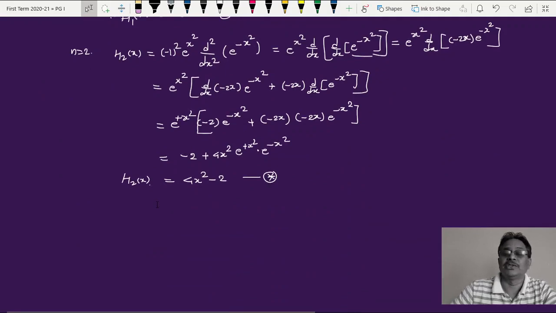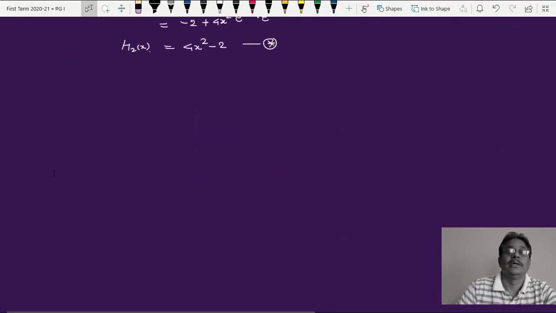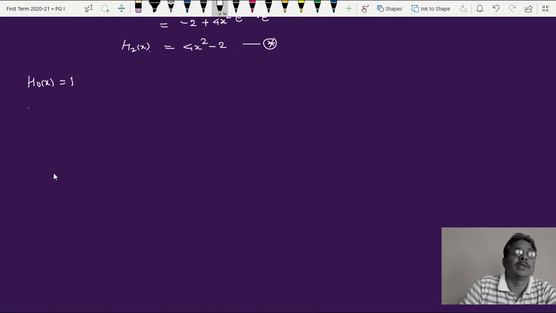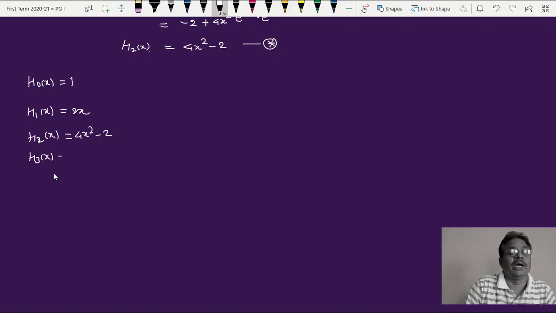Let me make a small chart. We have to plot them. We got h0 of x equal to simply 1, h1 of x equal to twice x, then h2 of x, as we have just obtained, is 4x square minus 2, and h3 of x, which we have already written, is 8x cube minus 12x. Actually we are not going to plot this one, but we can plot the remaining.